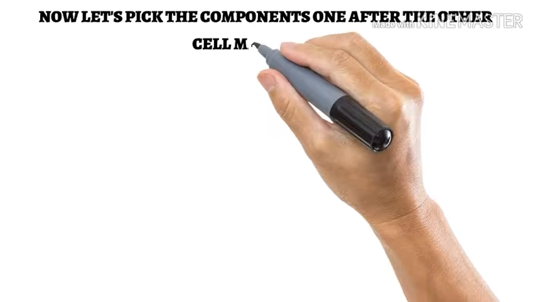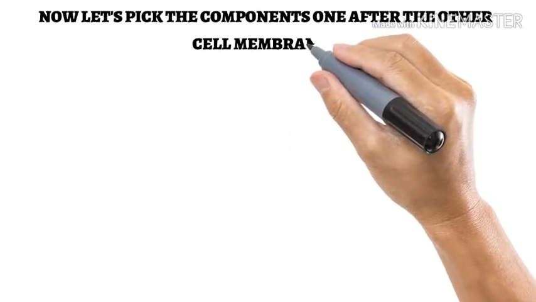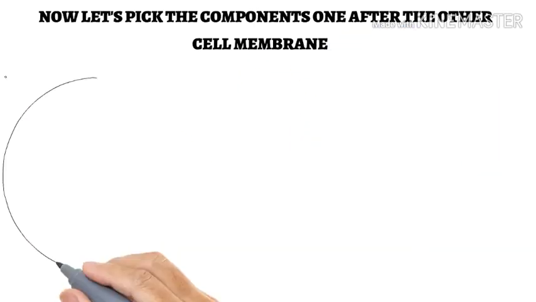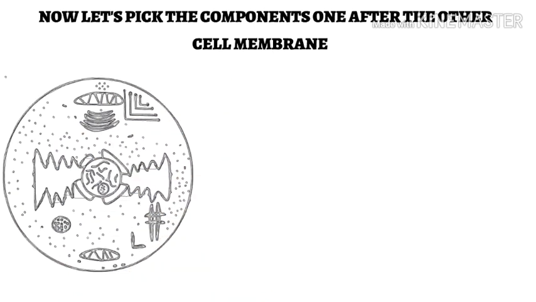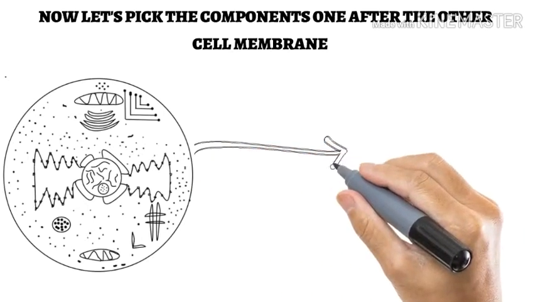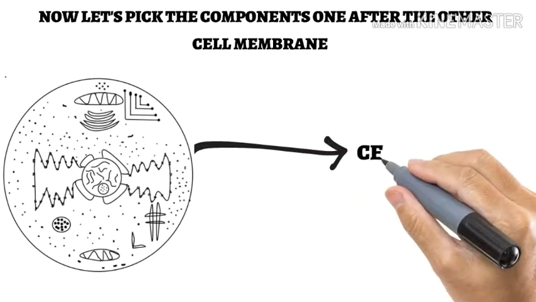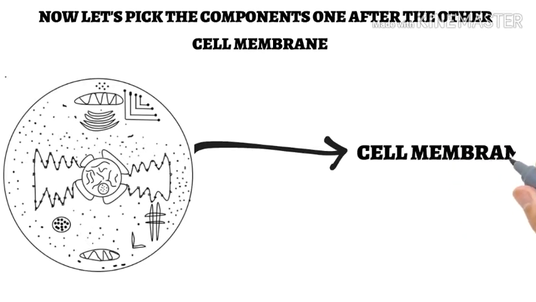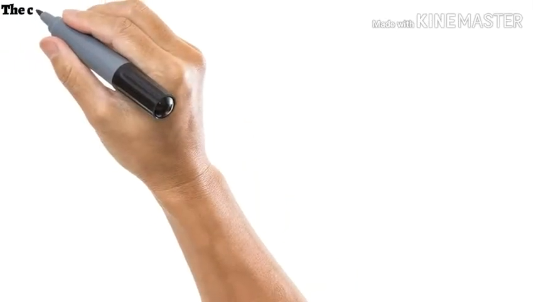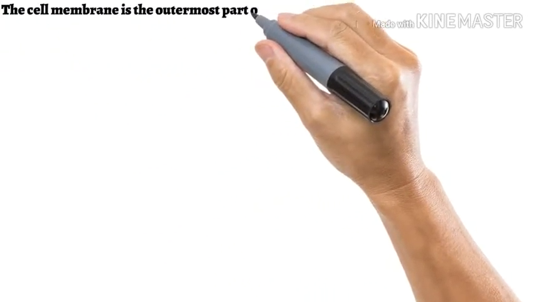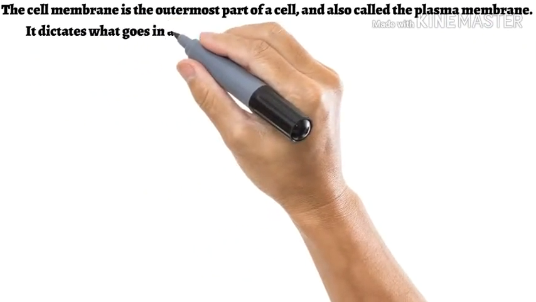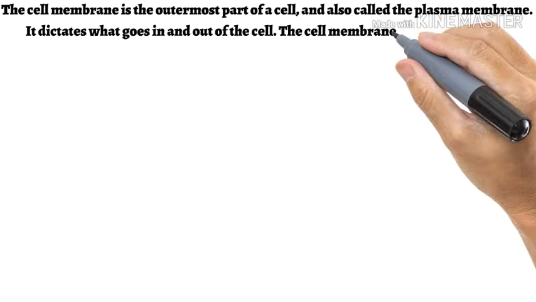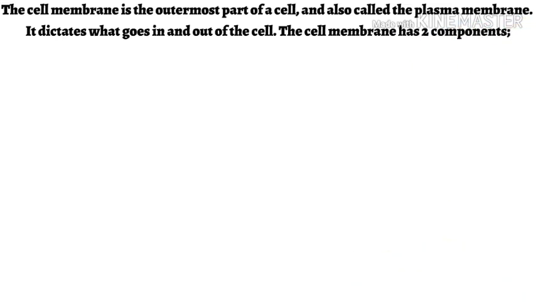The cell membrane. I've told you earlier that the cell membrane is the outermost part of the cell. So that thin line represents the cell membrane. Now let's look at the components of the cell membrane itself. The cell membrane is the outermost part of a cell and is also called the plasma membrane. It dictates what goes in and out of the cell.